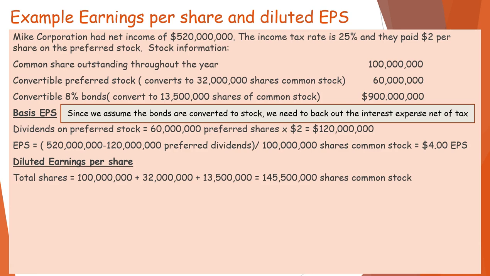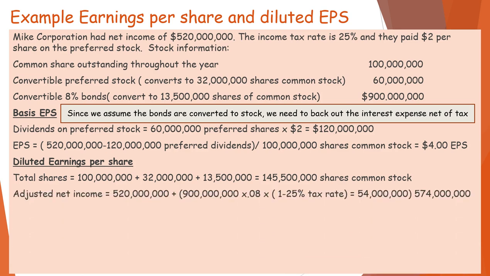Now, the thing to remember though is that if you are converting, then you have to add back in the interest and not back out the dividends. So, adjusted income would be $500,000, and then you have to add back in the interest adjusted for tax. So, our adjusted net income is $574 million.